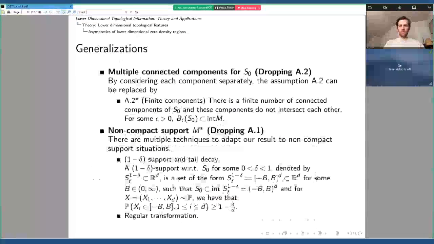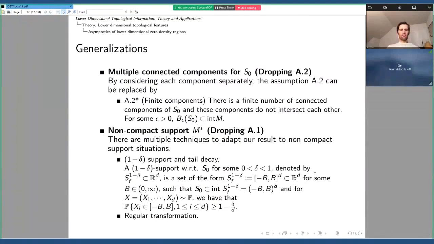So there are some generalizations of our result. For example, the regularity condition A2 can be dropped. Your lower dimensional zero density region can have, for example, 2 components or finitely many components. One of them is a line segment while the other is a point. That means one of your connected components has Minkowski dimension 1 while the other has Minkowski dimension 0. So we can also handle that kind of probability density function.